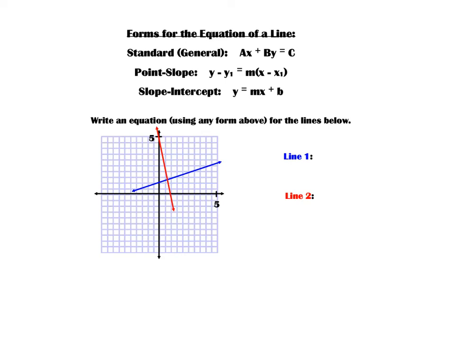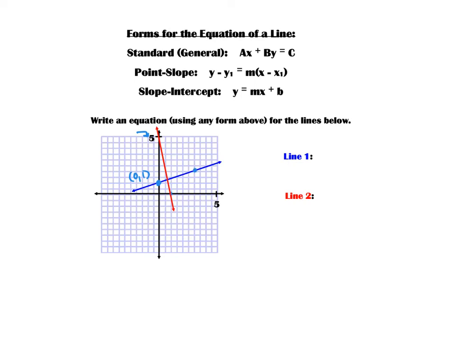So for this case, the blue line I'm going to do in slope-intercept form, and then the red line, I don't know, maybe we'll do standard form just for fun, okay? So let's do the blue line. Let's look at the blue line. Based on how this is scaled, the y-intercept would be (0, 1). And the slope, let's see if I can designate a point here.